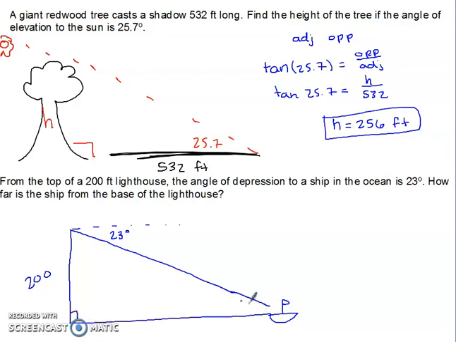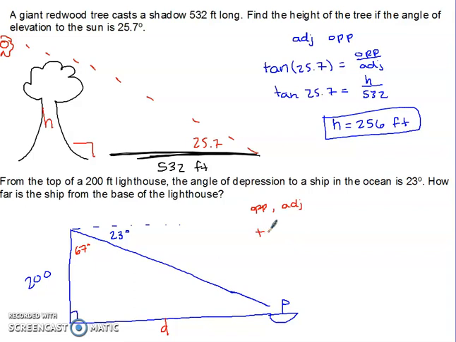So assuming the lighthouse is at a 90-degree angle, this angle here is also 90 degrees, so if my angle of depression is 23 degrees, the rest of that 90 would have to be 67 degrees. And what we are trying to find here is d, distance. That distance is the opposite side from my 67, and I have the height, which is the adjacent side.